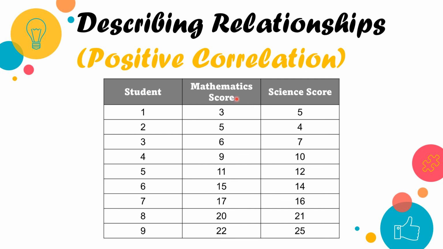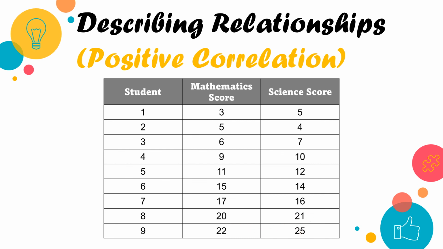And if we look at their scores, we can see that the mathematics scores increase, and their science scores also increase. It should be 3, 2, 5, 4, 6, 7, 9, 10, 11, 12, 15, 14, we have 17, we have 16, we have 20, we have 21, 22, and then we have 25.